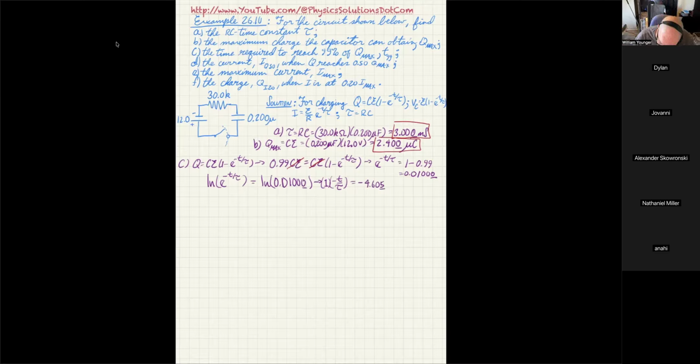So notice that comes out to give us a positive, and we get t is equal to 4.605 times tau, which is 4.605 times RC, specifically times 3.00 milliseconds, which I could have written 3.000. Now I can multiply this 4.605 times 3.